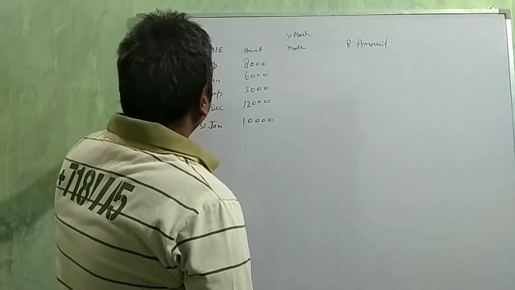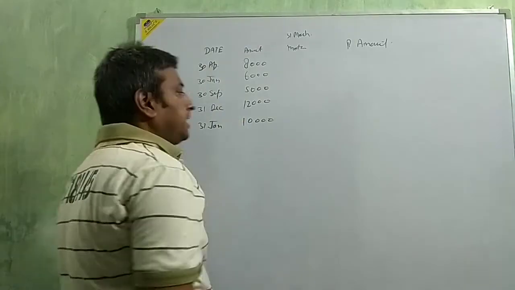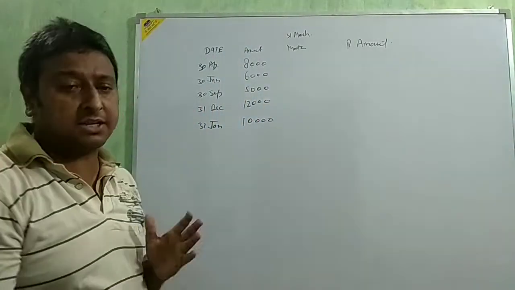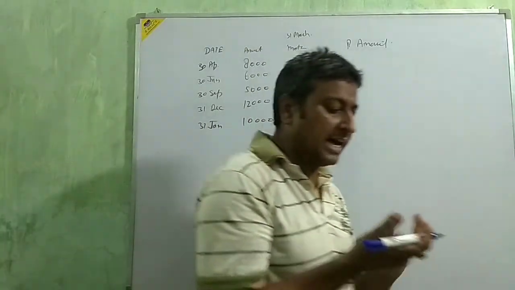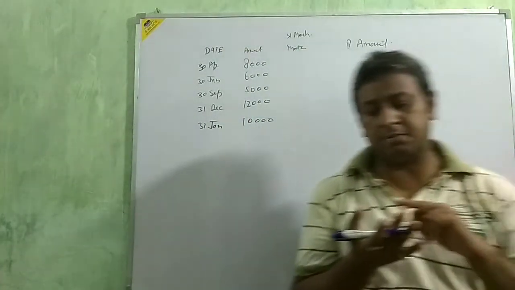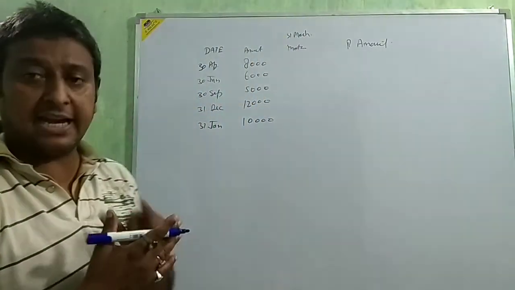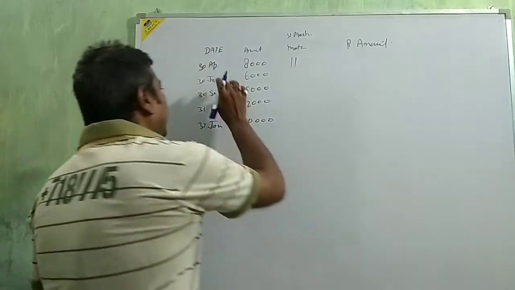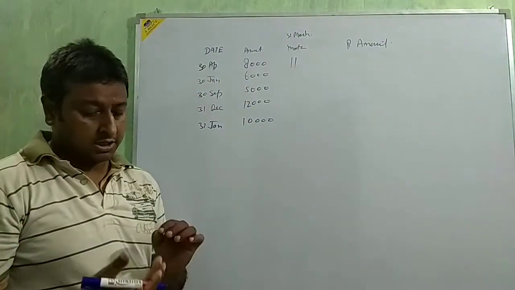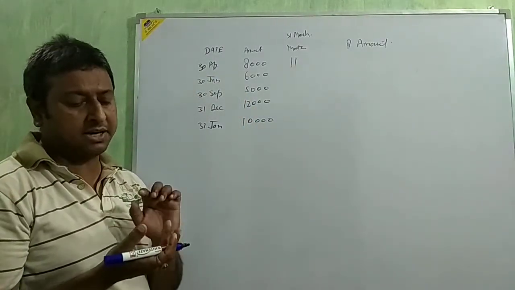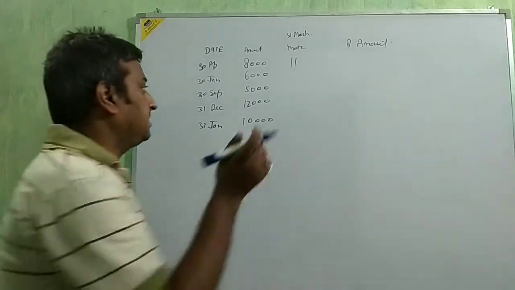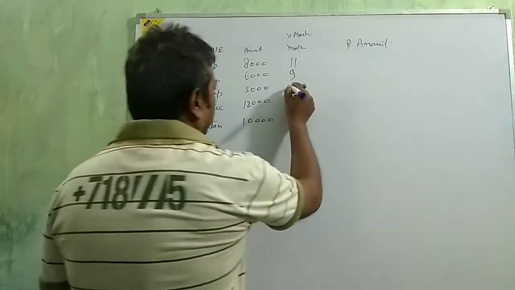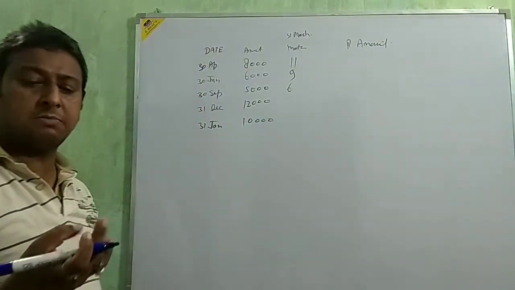Okay, beta? Then first, 30th of April. Don't think about April. After April: May, June, July, August, September, October, November, December, January, February and March. It means 11 months. Just write here 11 months. Then June. June is finished. After June: July, August, September, October, November, December, January, February, March. It means 9 months. Write here 9. Then September. September is finished. Then 6 months: October, November, December, January, February, March.